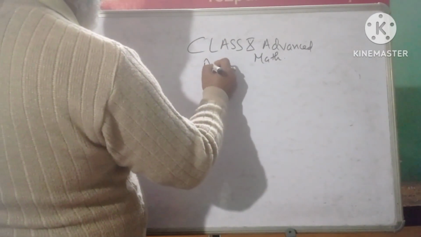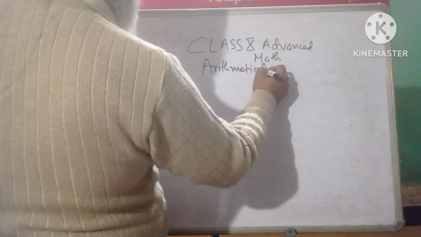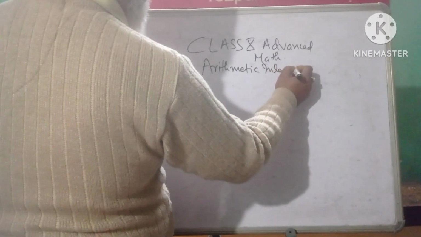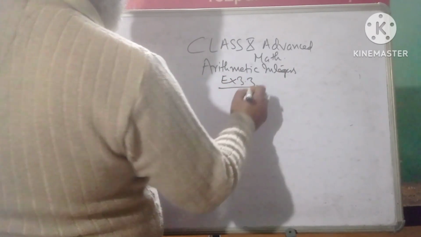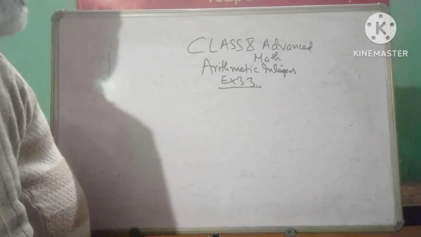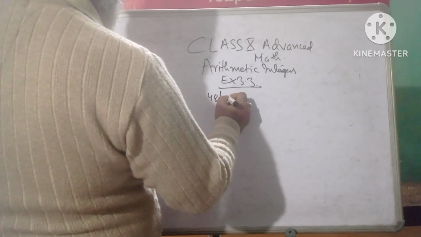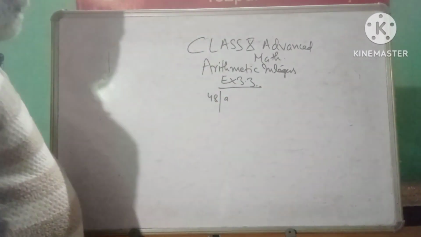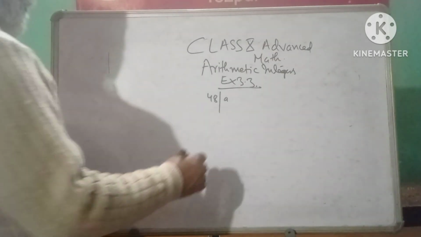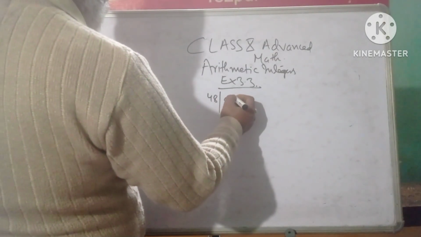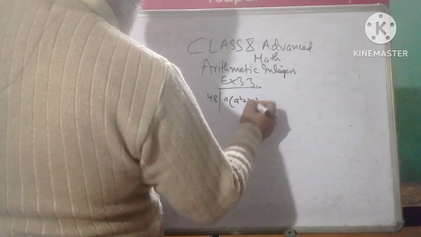In arithmetic integers chapter, exercise 3.3. See, most of the students find it difficult to prove that 48 divides a bracket a square plus 20.